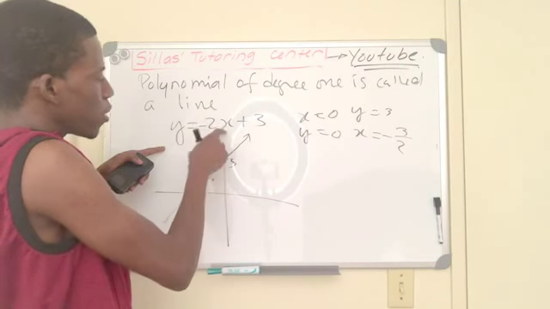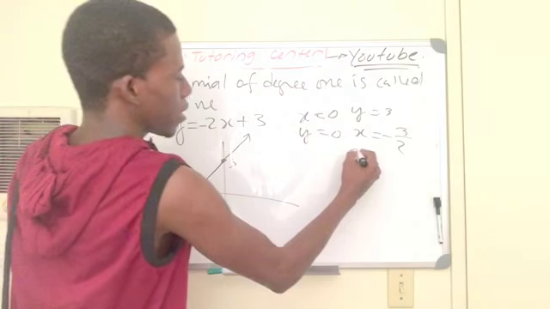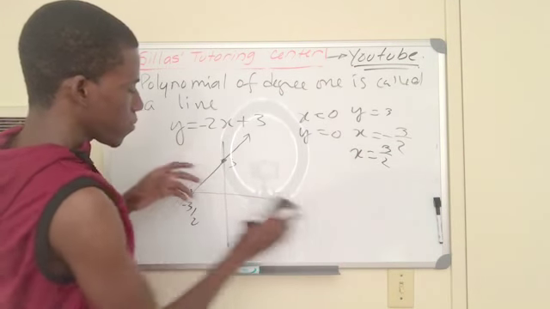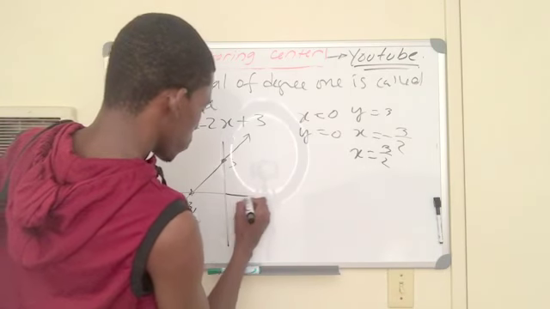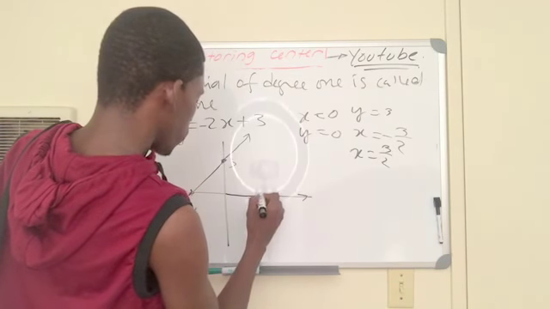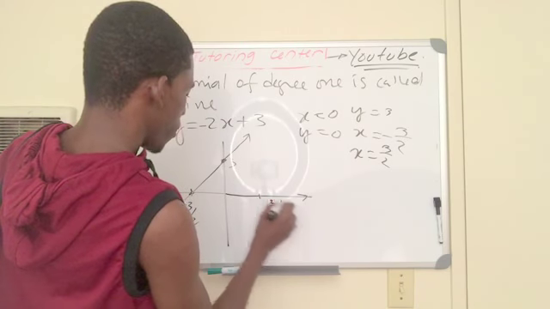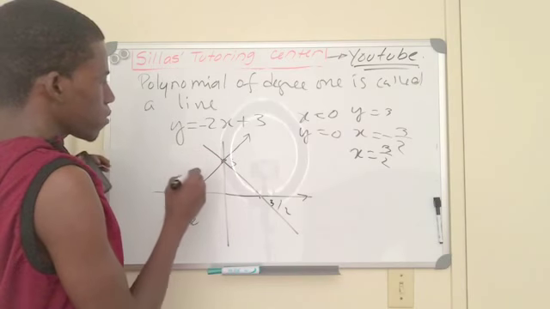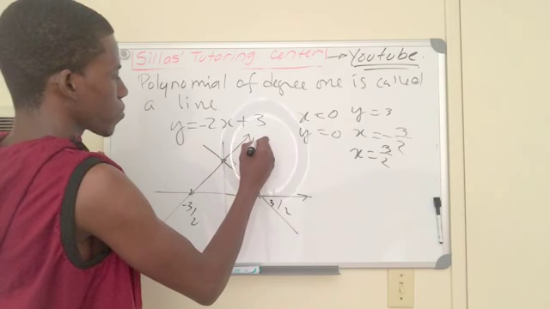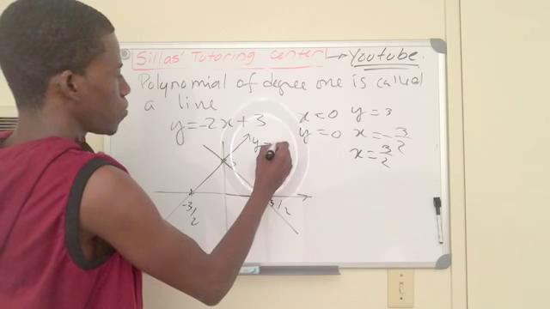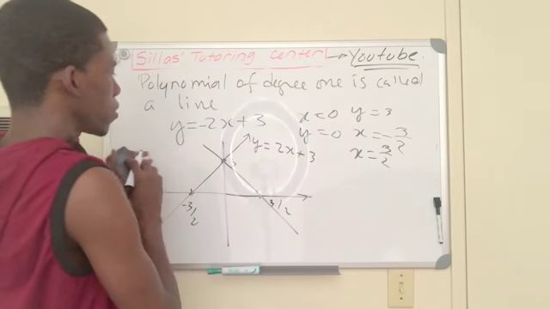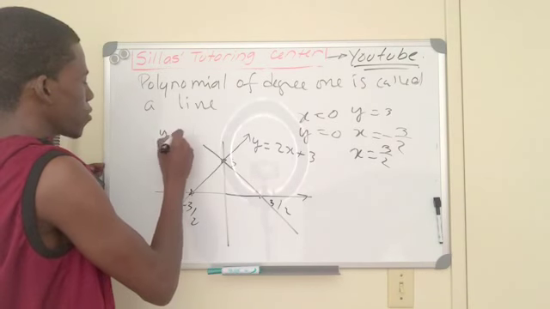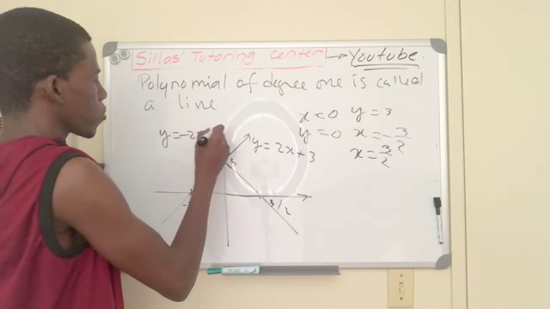But what's going to be my x value when y is equal to 0? My x value would be 3 halves. So it's going to be positive 3 halves, somewhere around here. Okay, that's my... this one was y equal to 2x plus 3, and this one is y equal to negative 2x plus 3.